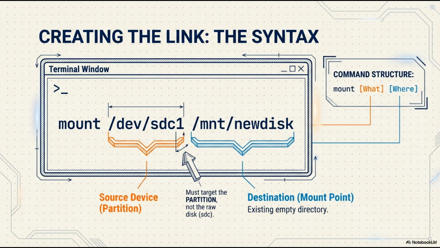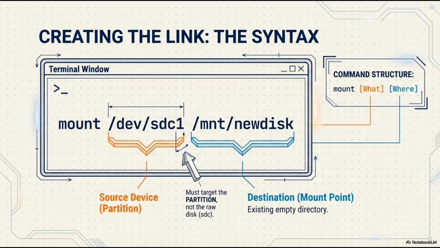See, /dev/sdc is the raw physical rock. It's the entire piece of hardware. But you can't save a file to a raw rock. You save files into a partition, a container formatted on the disk. That's what the number means. sdc1 is partition 1.